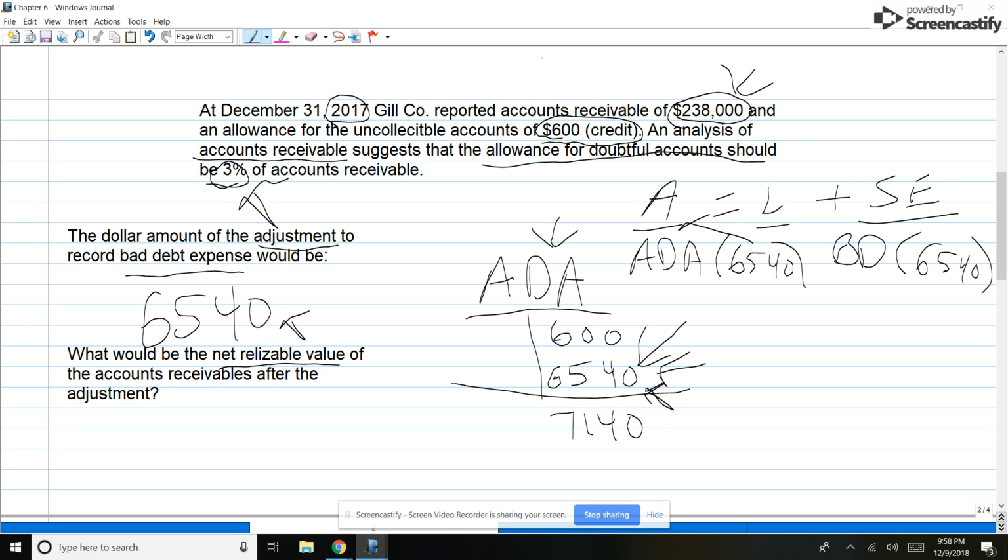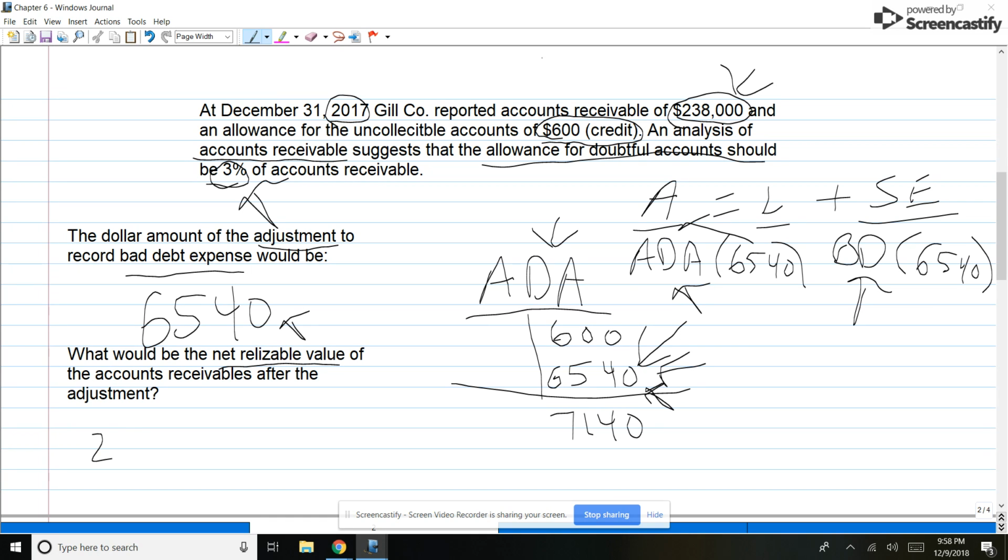And it keeps the accounting equation in balance. And if you're focused on the transaction, this is going to be your debit, this is going to be your credit. All right, so now the second question, what would be net realizable value? So again, like what I was talking about before, it's just going to be accounts receivable.